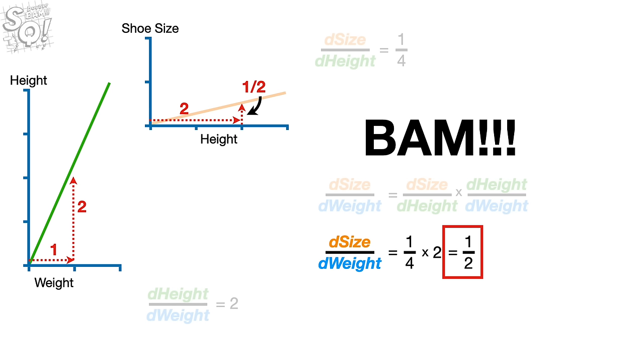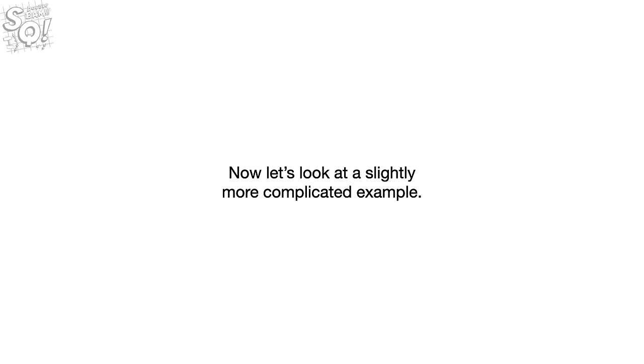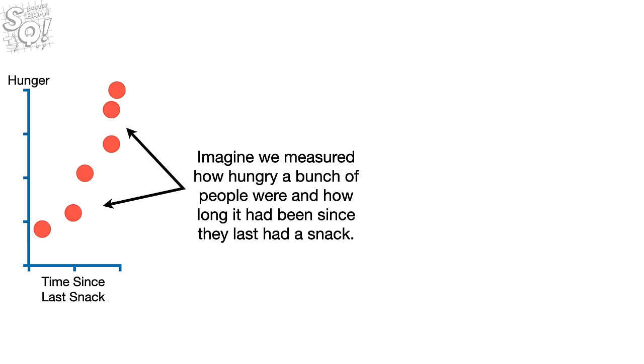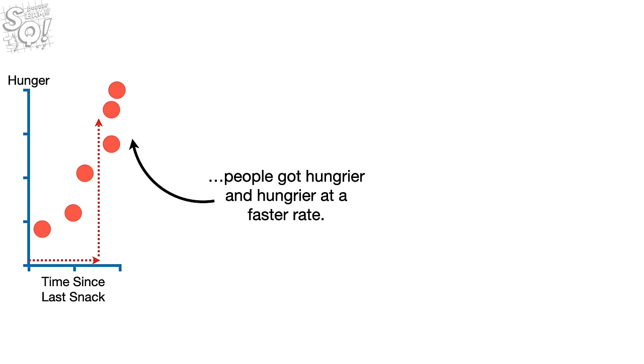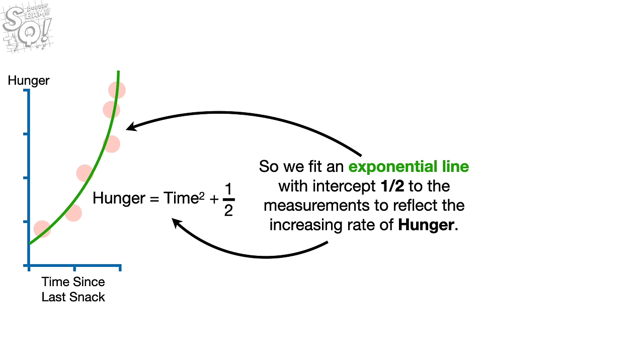Bam! Now let's look at a slightly more complicated example. Imagine we measured how hungry a bunch of people were and how long it had been since they last had a snack. As time since the last snack increases on the x-axis, people got hungrier and hungrier at a faster rate. So we fit an exponential line with intercept 1/2 to the measurements to reflect the increasing rate of hunger.